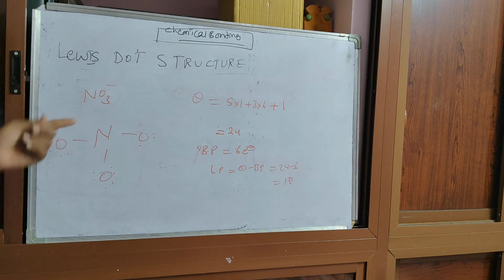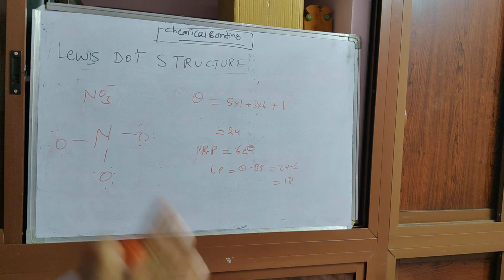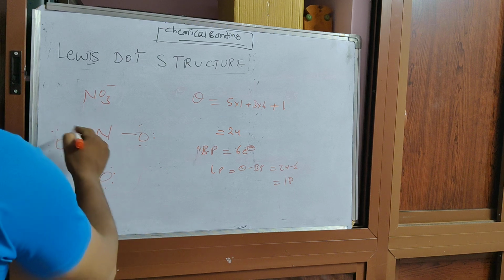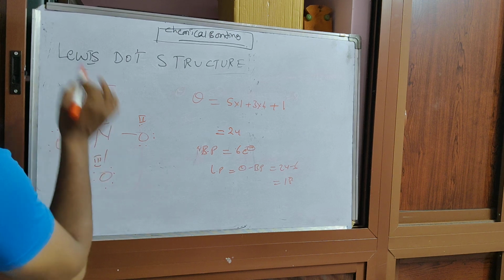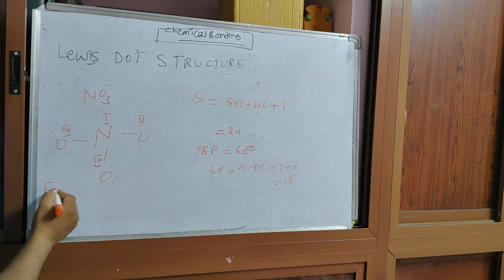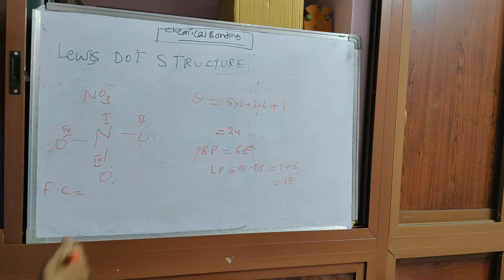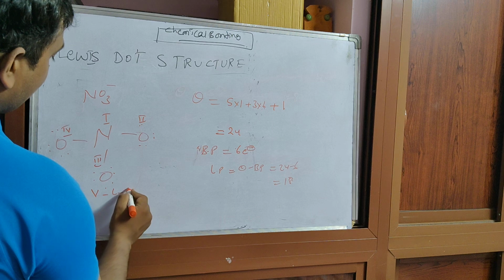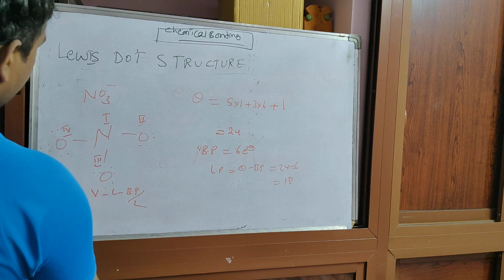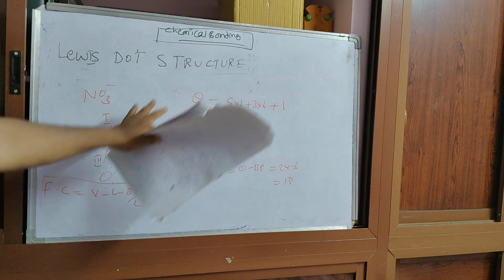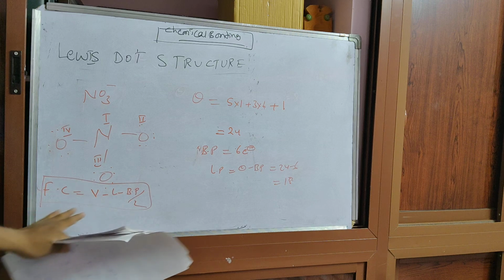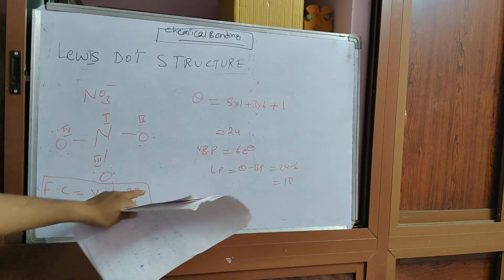18 electrons, and where do you have to put the minus charge? How do we put it? That is the question. In this case, you have to calculate the formal charge. Formal charge is equal to valency minus lone pair minus bond pair by 2. This is very, very important. Only when we calculate the formal charge can we identify the Lewis dot structure.